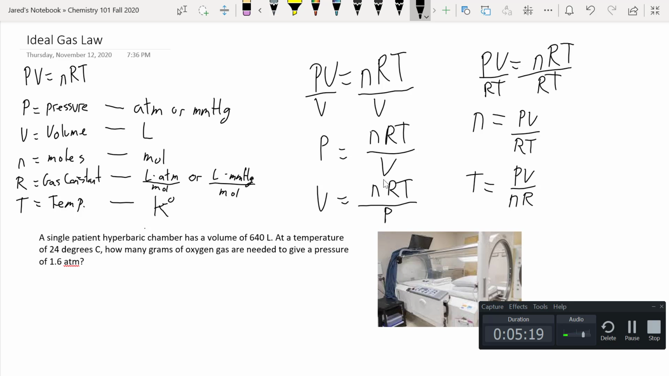So now what you have here is I've gone ahead and shown you how you can use the ideal gas law to solve for different variables that a question might ask you for. So without further ado, let's go ahead and jump into an actual question that we can use the ideal gas law to solve.